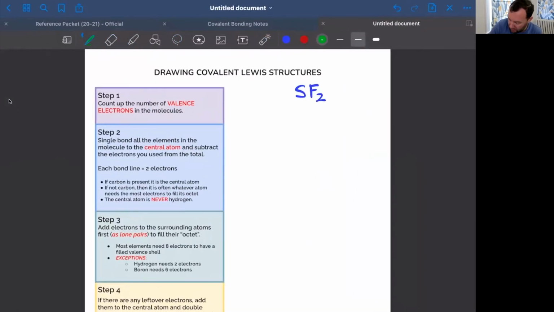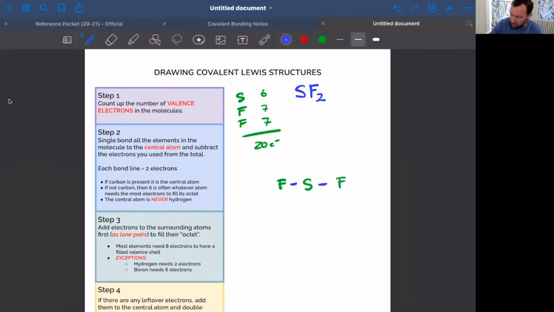SF2, same thing. S, F, F. Sulfur has 6. All these fluorines have 7. Fluorines have 7. So that's going to be 14 plus 6 equals 20 electrons. Which one needs the most? Sulfur needs the most. So that's going to be the center. So sulfur, fluorine, fluorine, single bond, each of them.